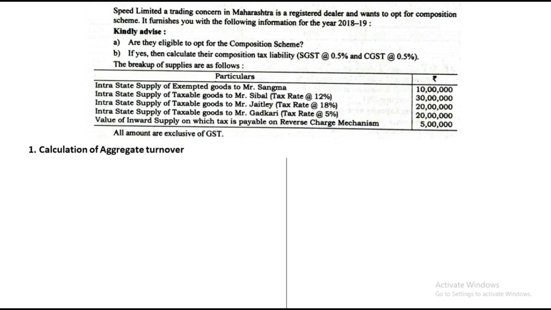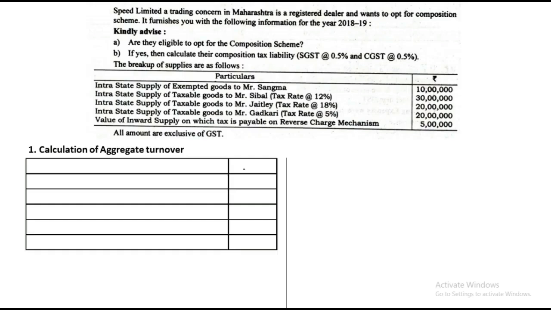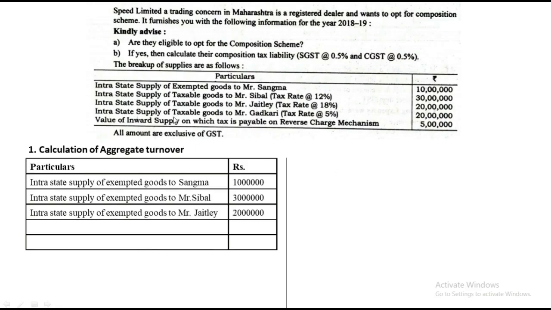Number 1, we first calculate the aggregate turnover. Format will be particular amount. First is intrastate supply, yes, it will appear, which is 10 lakhs. Again, interstate supply of taxable goods, 30 lakhs, we will note it down. Interstate supply of taxable goods to Mr. Jaitley, 20 lakhs, again it is a supply, yes. Intrastate supply of taxable goods to Gadkari, 20 lakhs, again we'll add it.